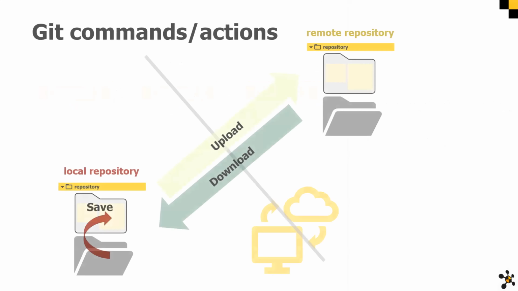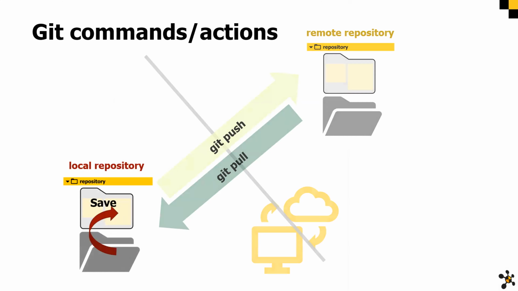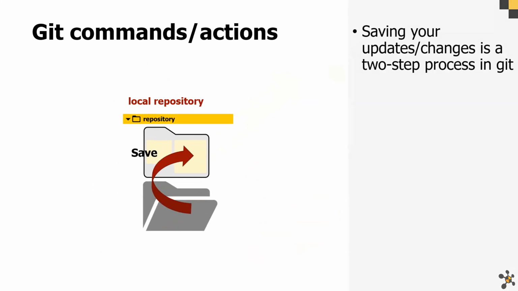So coming back to the general workflow, we had the download and upload. In Git lingo, it's called git pull and git push. And the save action happens in 2 steps.